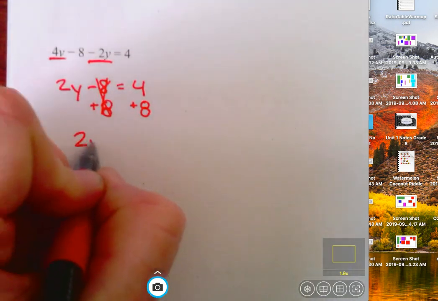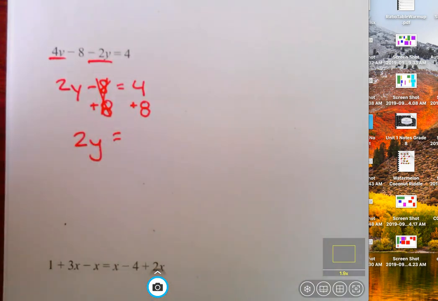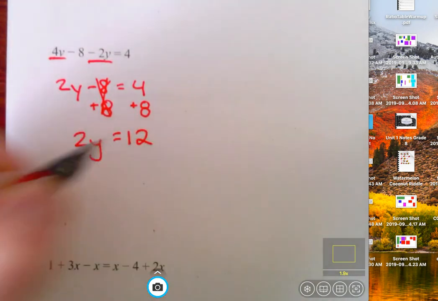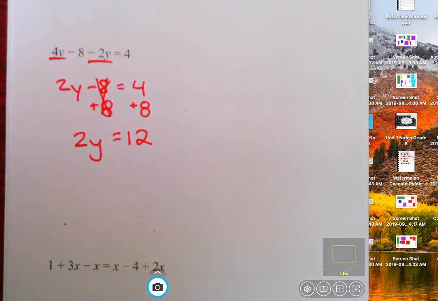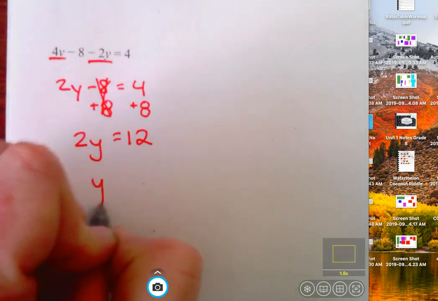So now I have 2y is equal to 4 and 8 is 12. So y is going to be 6, right? 12 divided by 2 is 6.